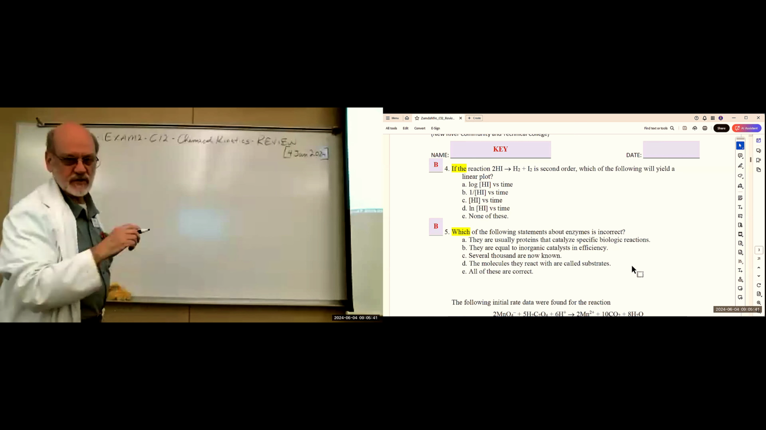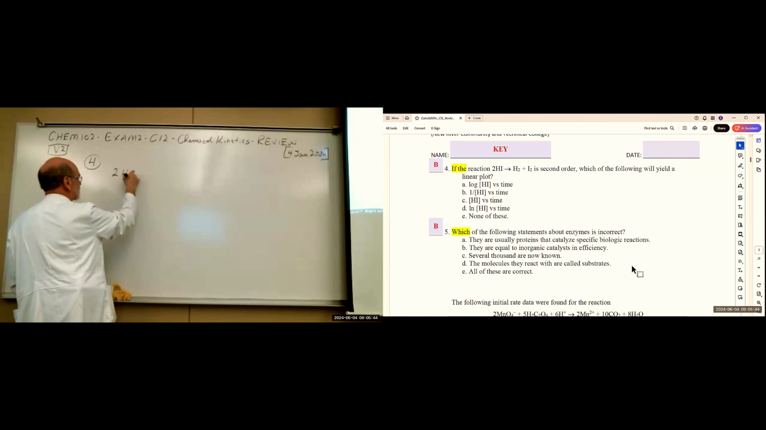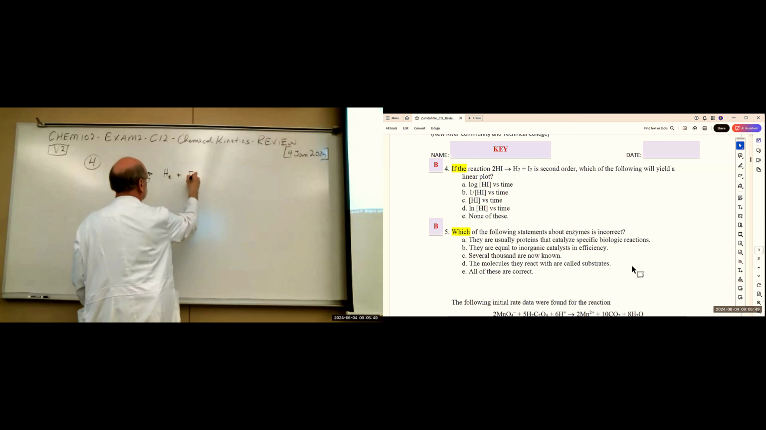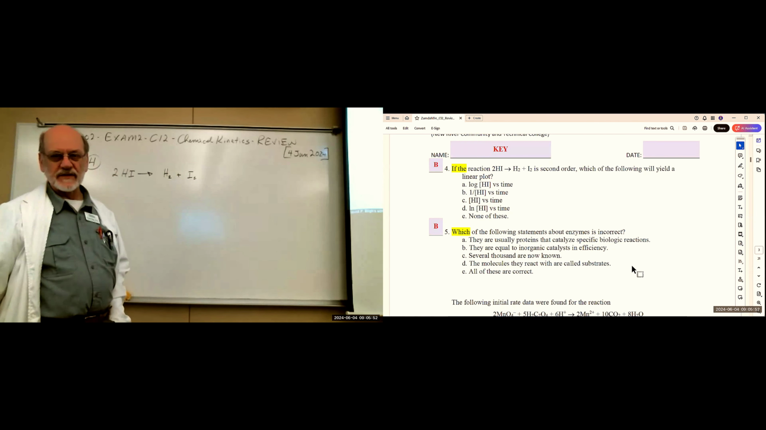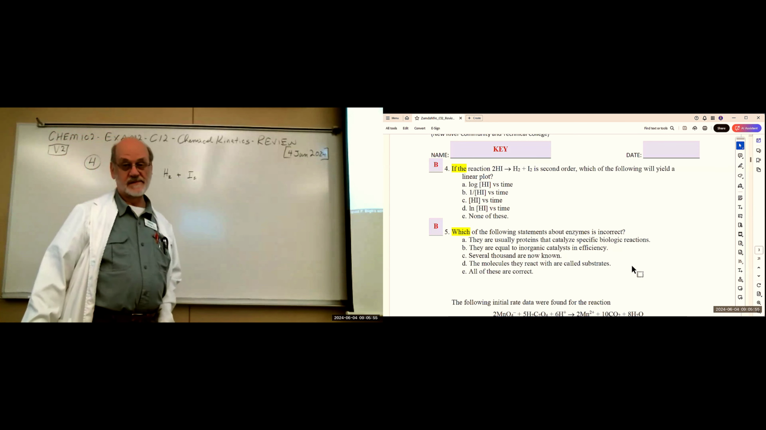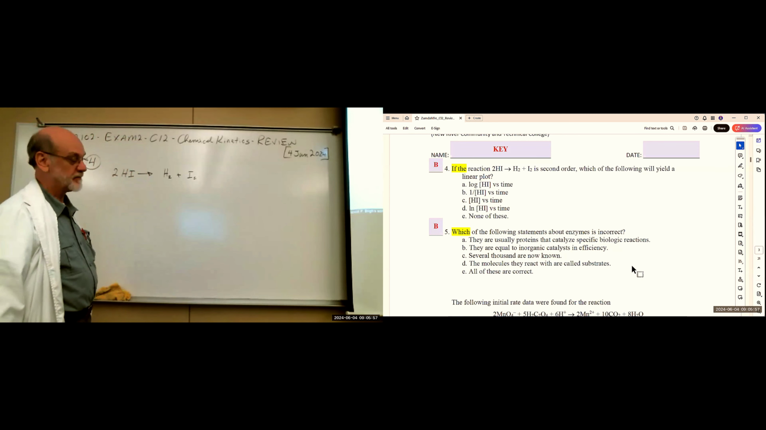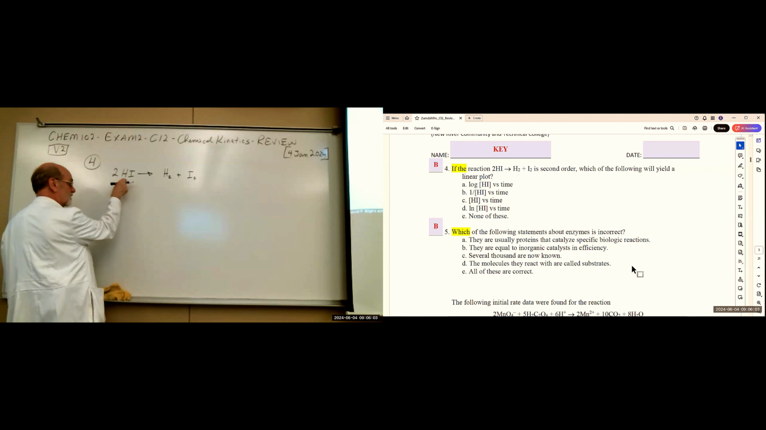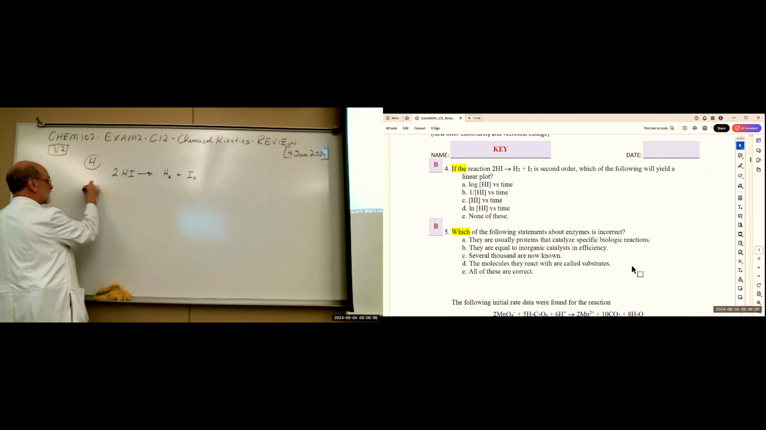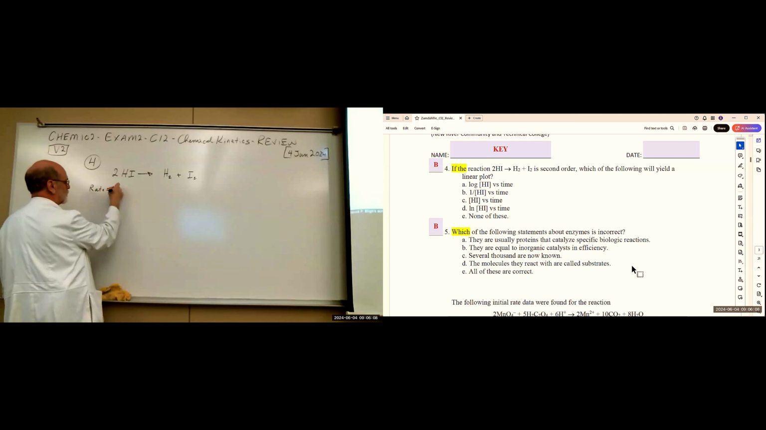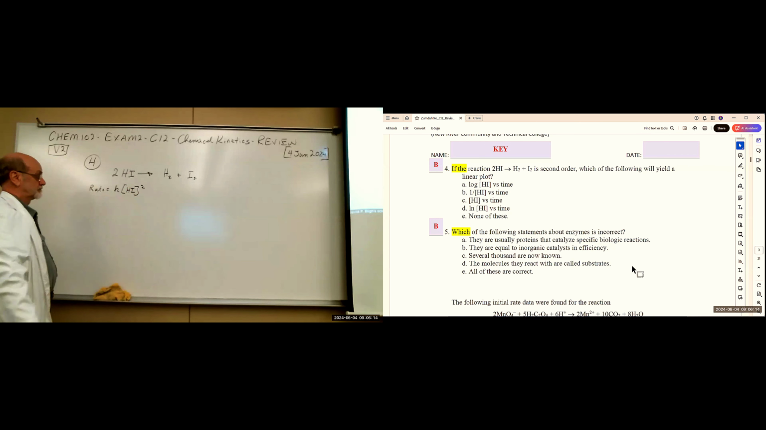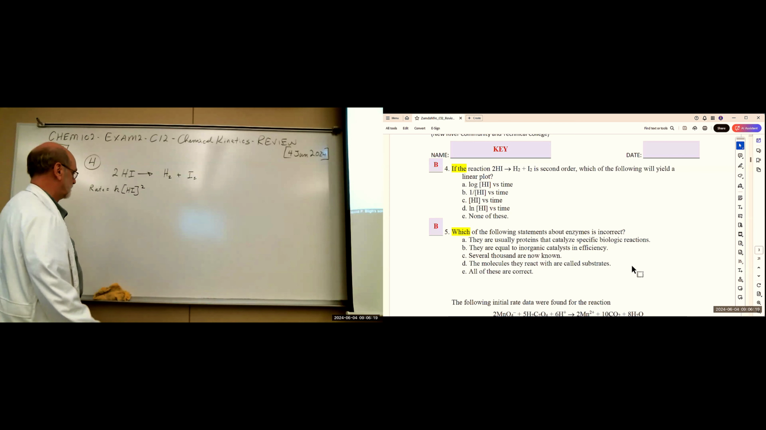If the reaction 2HI yields, I bet it's H2 plus I2, is second order, which of the following will yield a linear plot? If we're saying it's second order, we're going by the convention that we're going to look at this one right here. So we can say the rate equals K times HI to the second power. Okay. All right, so what will give us a straight line?